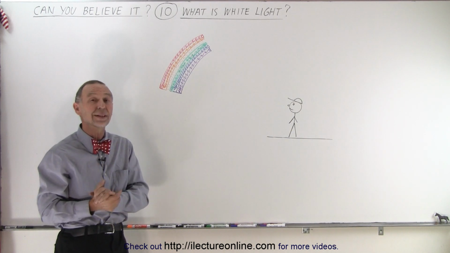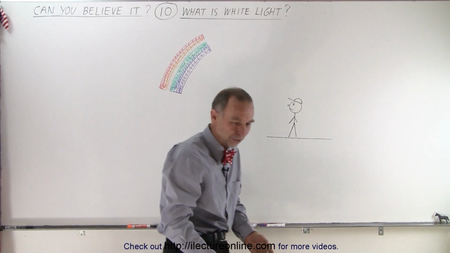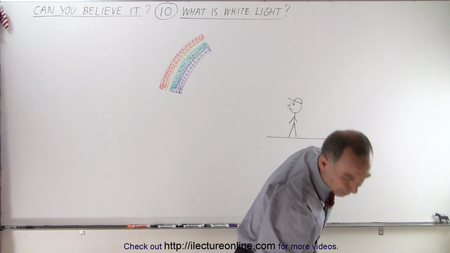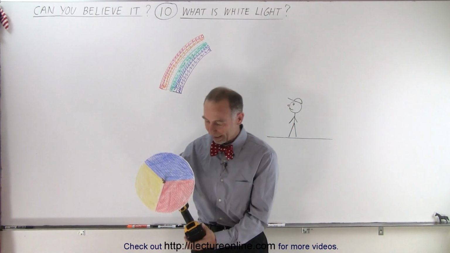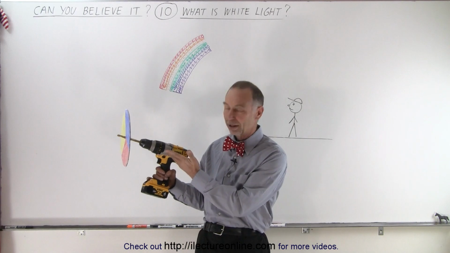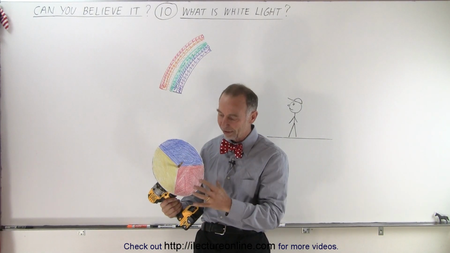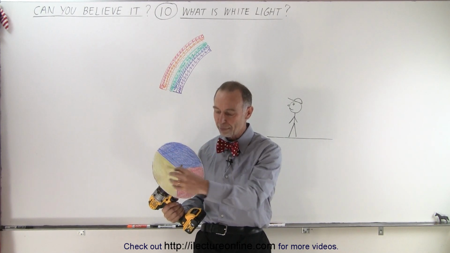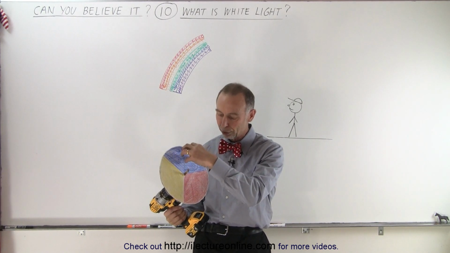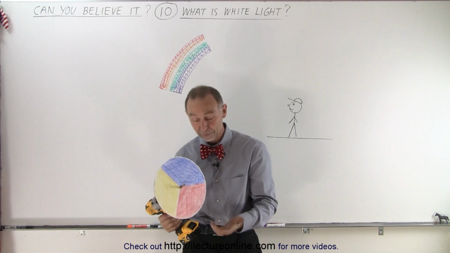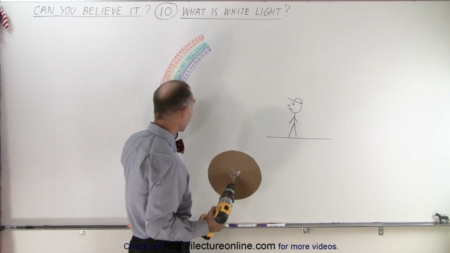Well, we're going to do a little demonstration. So I put something together with the help of some of my kids. Here we go. We have a typical electric drill with a battery, and we have a cardboard disc here with the three primary colors. We have yellow, blue, and red, and they're very distinct. And those colors can be found on the rainbow.